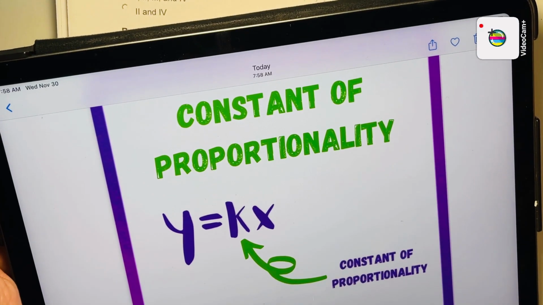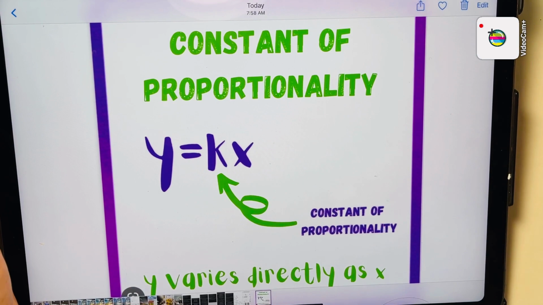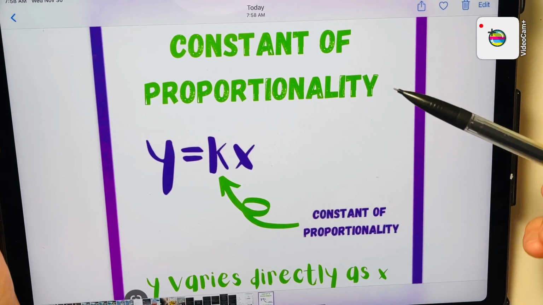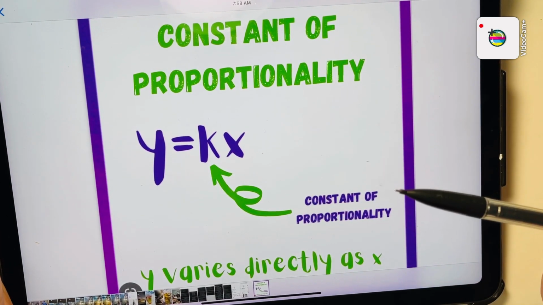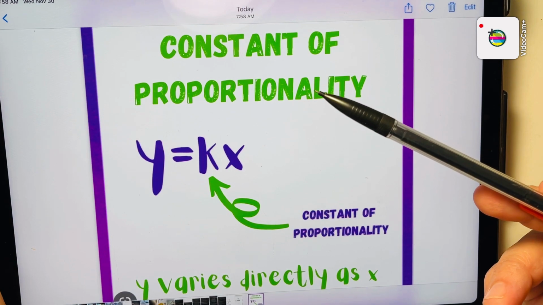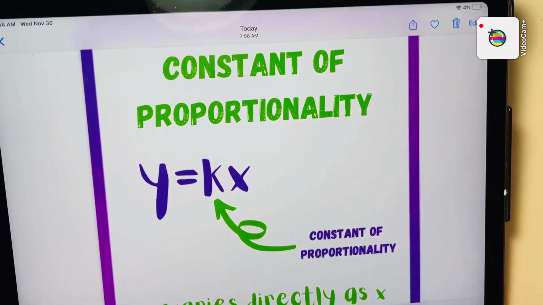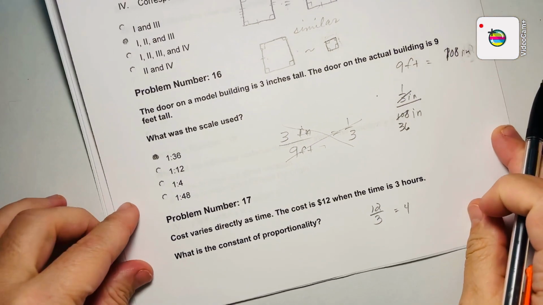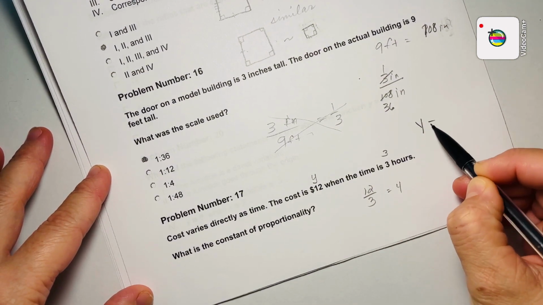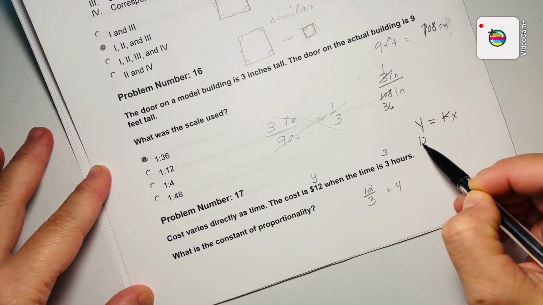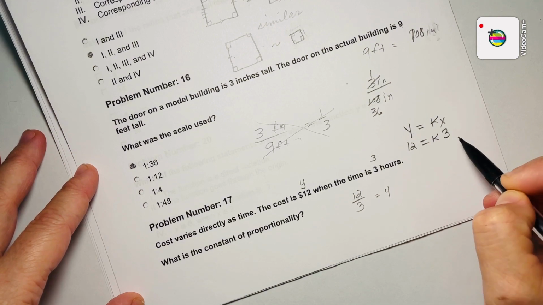All right, why did I do that? I kind of did a little shortcut for you, and I didn't explain what I was doing. So, when something varies directly as something, this is usually the formula they're using. They're using the constant of proportionality formula where y equals k, the constant, times x. In this problem, y was 12 and x was 3. So y equals kx. The y was 12. The k is the constant, and x is the 3 hours.